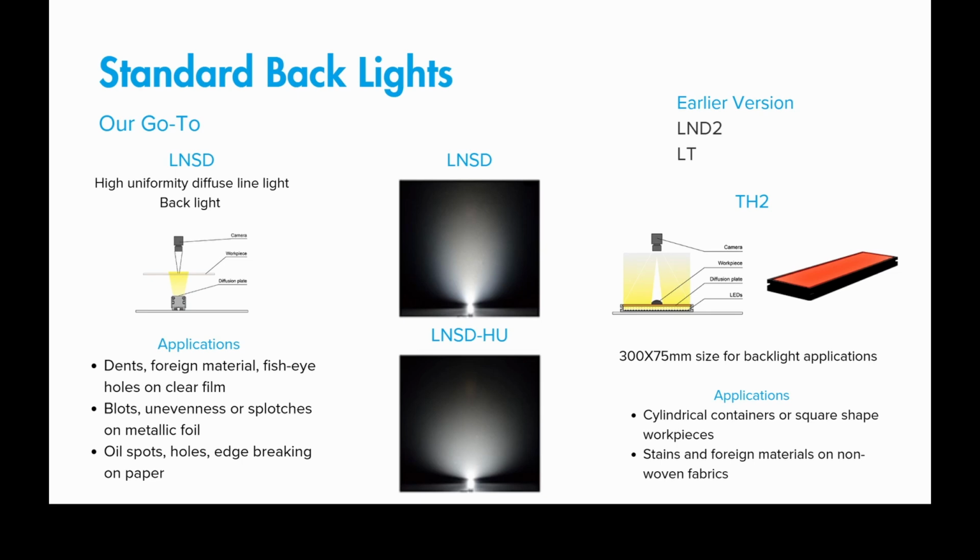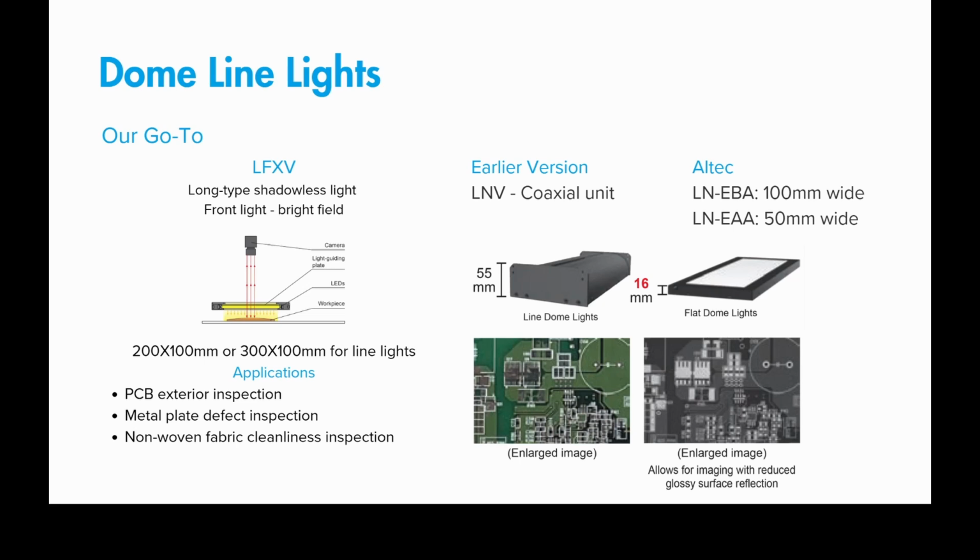Other versions that we don't use, they're kind of earlier technology, are the LND2 and the LT light. They're in the catalog because we still sell them to some people, but we don't recommend them moving forward anymore. When it comes to dome lights, our go-to is going to be the LFX-V, but that's also limited in size. They're made at 200 by 100 millimeters or 300 by 100 millimeters.